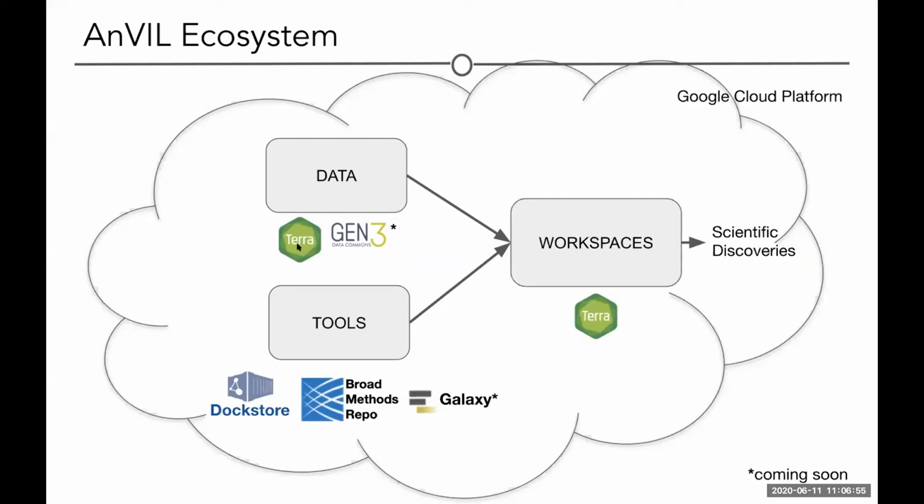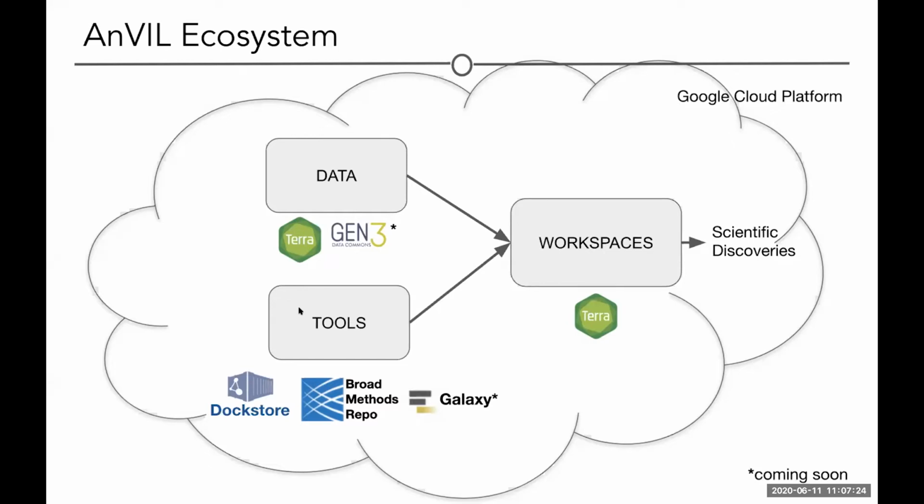where currently data in the AnVIL ecosystem is hosted by Terra. In the future, it will also be hosted within Gen 3, and this can help make that Gen 3 will index the data and make it easier to search across, and also to generate synthetic cohorts. And so data can be easily handed into Terra workspaces from either of these two platforms. And then once you have your data in your workspace, you want to conduct an analysis.